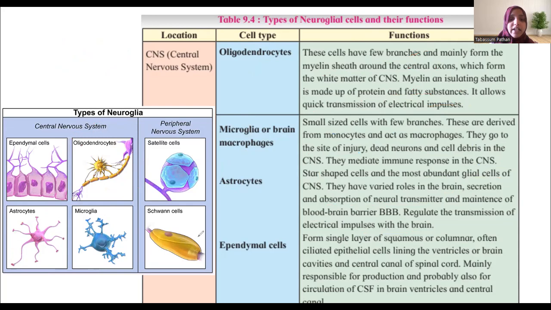Okay, moving to the next type of neuroglial cells, which are ependymal cells. As you see in the picture over here, they are a single layer, squamous type or columnar type. Often they have cilia, which will create some sort of movement or vibration in the ventricles of the brain. That is the cavity. This we will see when we move to the brain part of the body. What are the ventricles? Basically, there are certain spaces, cavities in the brain, which are known as ventricles. They are filled with fluid, cerebrospinal fluid. So there you will find these ependymal cells.